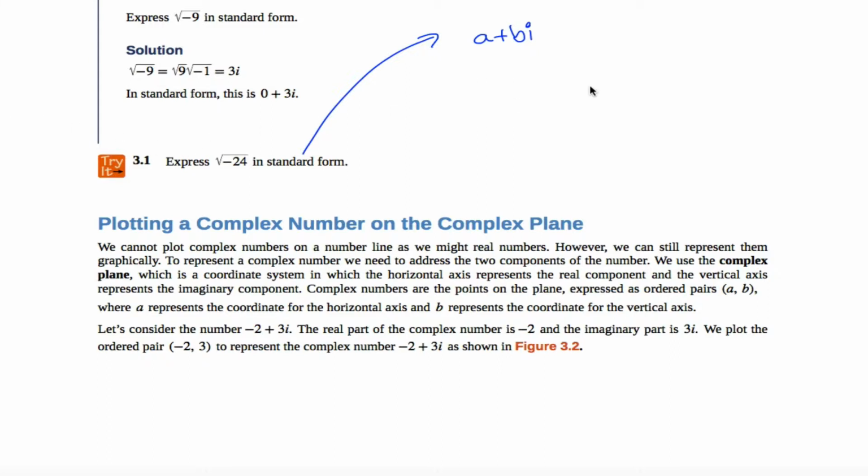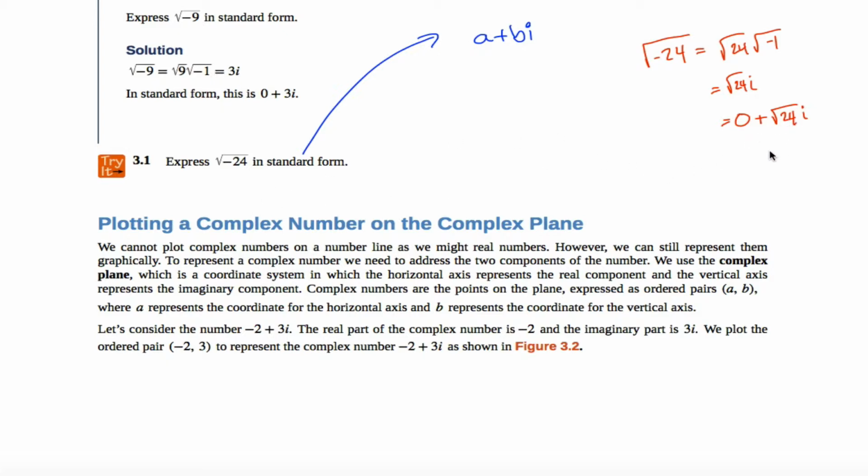The trick with this one is maybe first recognizing that negative 24 is negative 1 times positive 24. And the reason that's helpful is we define the square root of negative 1 to be equal to i. So really what I have is the square root of negative 24 equals the square root of 24 i. So I suppose at this point you could say, okay, this is 0 plus the square root of 24 times i. It seems to fit the criteria. a equals 0, b equals the square root of 24.